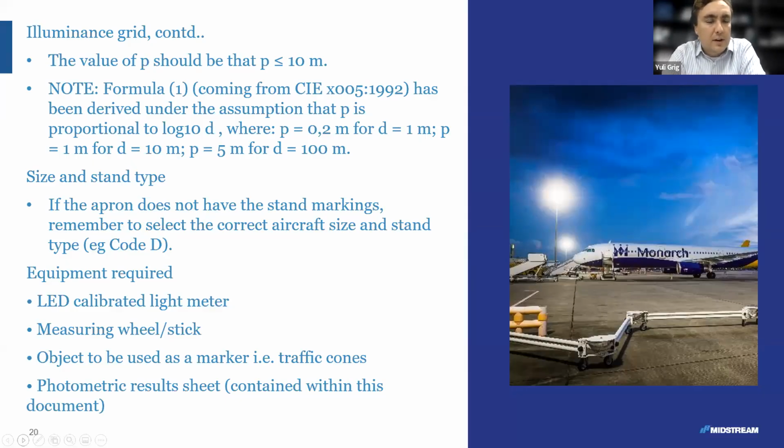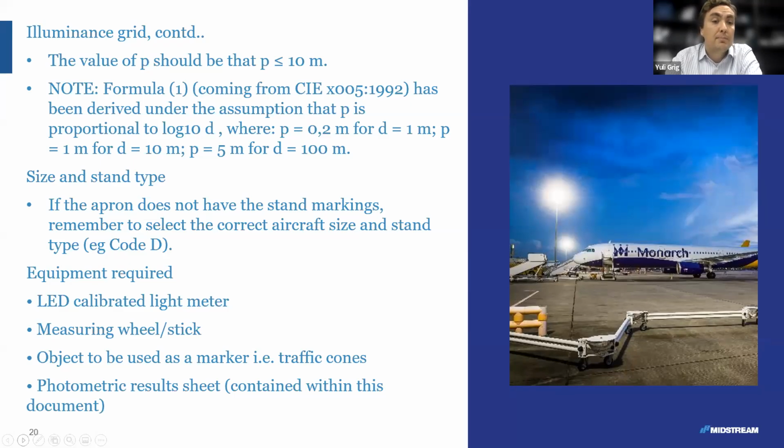And I think we can look into that more if there's a requirement, and if there are questions on that specific grid, we can discuss it towards the end. We also have to consider the size and stand type, because not every airport will have markings on their apron or clearly laid out stands. So if the apron does not have stand markings, we have to select the correct aircraft size and stand type.